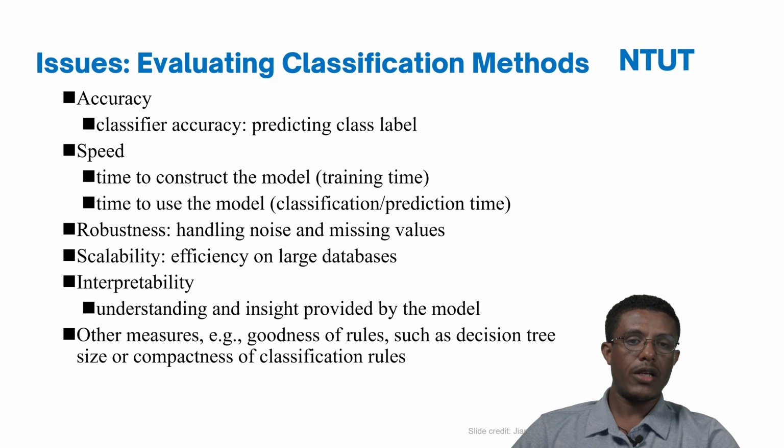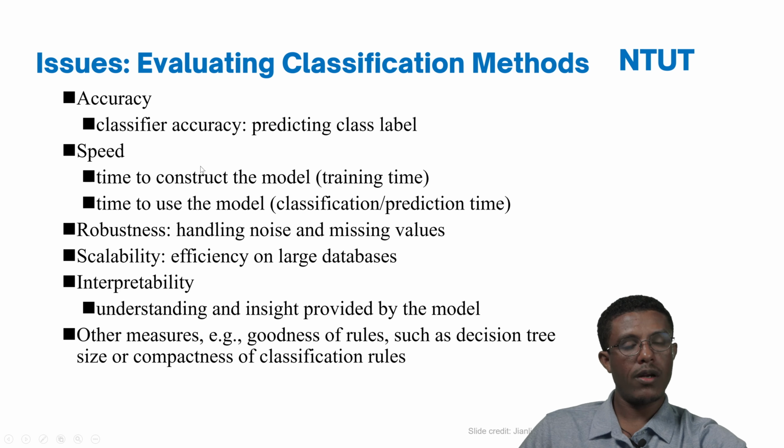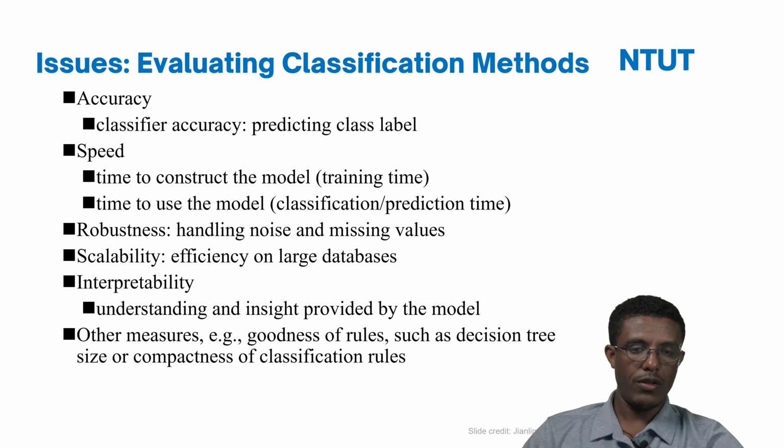In order to select the best algorithm, we need to consider the classifier accuracy, or the speed: the time to construct the model, which is the training time, or the time to use the model, which is the classification or prediction time. So speed is also one measurement technique to compare models. One is the time to construct the model, the training time, and the other is the time to use the model, which is the testing time. That means after developing the model, we need to test on unseen data. The time it takes to process unseen or new test data is called testing time or prediction time.